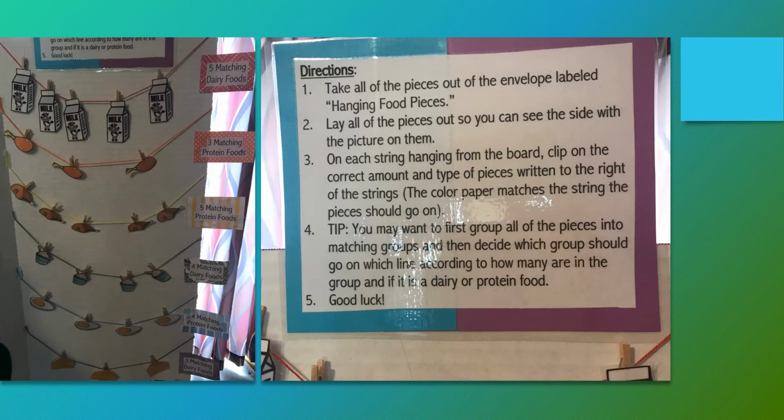following the instructions that are on the right side of the board, such as 5 matching dairy foods, 4 matching dairy foods, 5 matching protein foods, they have to put these groups on the appropriate string, and the string and the color of the paper behind the instructions correspond, so they know which string to put it on. This tests their matching abilities as well as their ability to count.